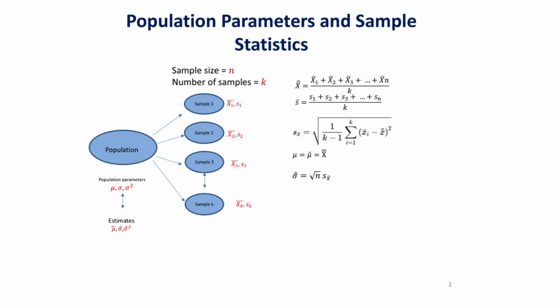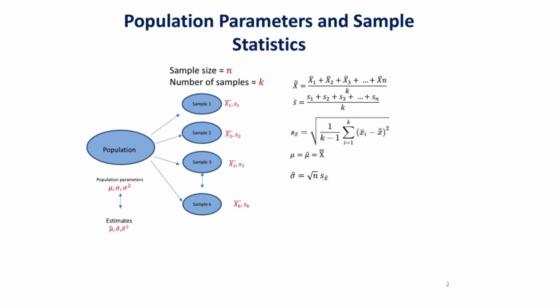We have k samples, each containing n observations, drawn from a population with unknown mean mu and standard deviation sigma. From each sample, we calculate a sample mean, denoted x bar 1, x bar 2, and so on, and a sample standard deviation, denoted s1, s2, s3, etc. To estimate the population mean, we take the average of all the sample means. This is called mu hat, and is calculated as x bar bar. To estimate the population standard deviation, we find the standard deviation of the sample means and multiply it by the square root of n. This gives us sigma hat.